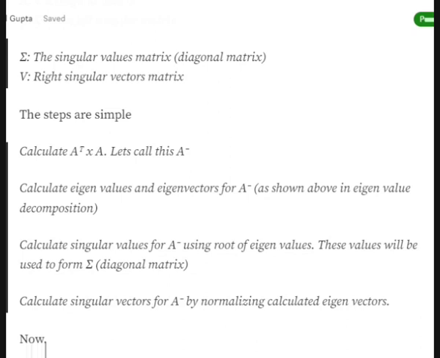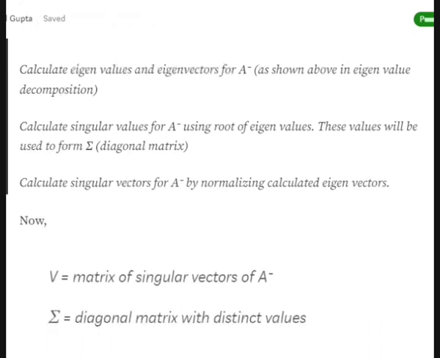Next, we will be calculating the singular values for A dash using the eigenvalues. As I told you, singular values are nothing but the root of eigenvalues. So we will be calculating the singular values from the eigenvalues, and we will be placing them on the diagonal of an identity matrix, forming sigma for us. So out of the three matrices, once we calculate the singular values, we are able to get sigma.